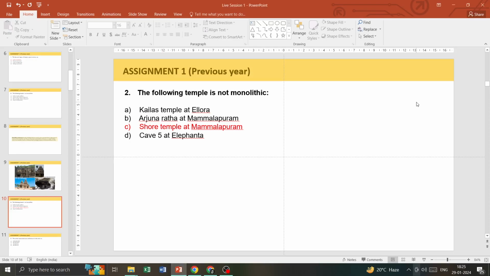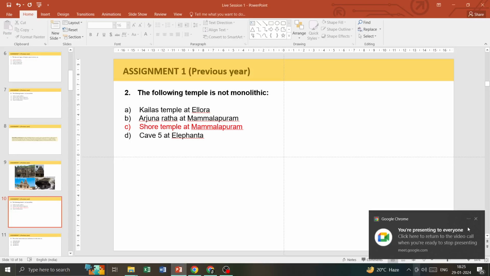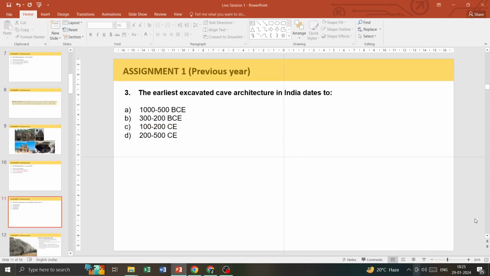Coming back to the presentation. Question number 3. The earliest excavated cave architecture in India dates to 1000 to 500 BCE, 300 to 200 BCE, 100 to 200 CE, 200 to 500 CE.